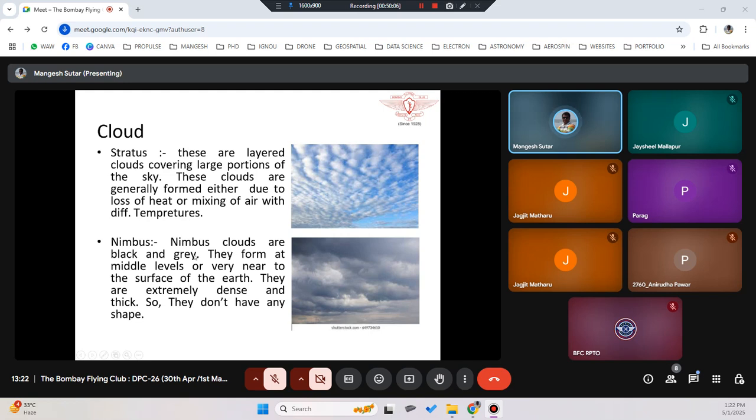Nimbus clouds are black and gray. So looking at the color itself, you can understand this is nimbus. A lot of times stratus and nimbus also occur at the same time. Nimbus clouds are black and gray. They form at the middle level or very near to the surface of the earth. They are extremely dense and thick, so they don't have any shape.